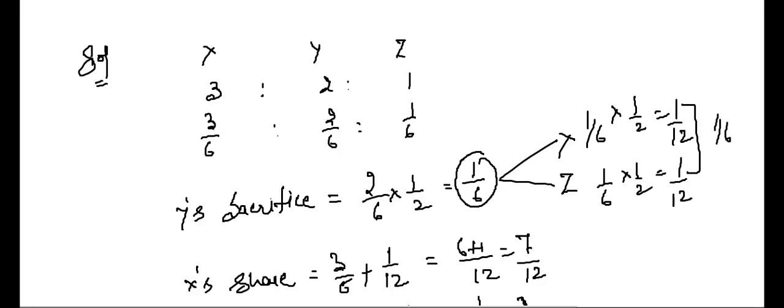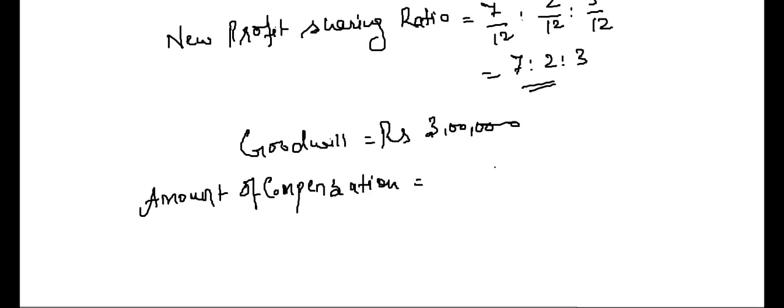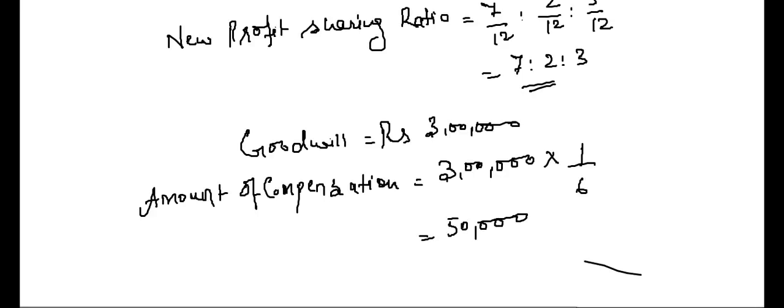Now what is the amount of goodwill? We say the amount of compensation is value of goodwill into share gained. What is the share gained? Total share gained is 1/6 only. So goodwill is 3 lakh and the total share gained is 1/6. So the amount of compensation payable is 50,000. This 50,000 will be shared by X and Z because there are two gaining partners. Y will get 50,000 and this compensation is payable by X and Z equally.